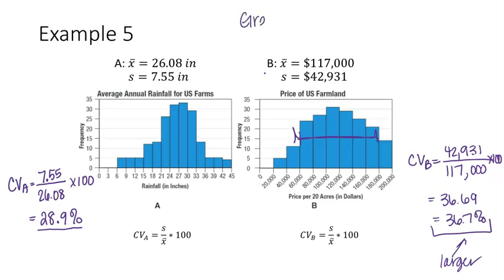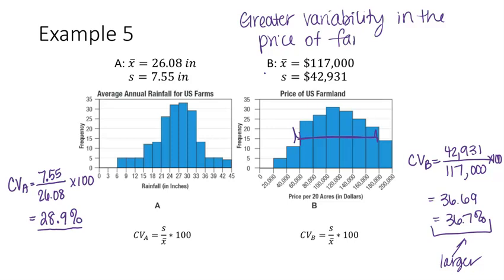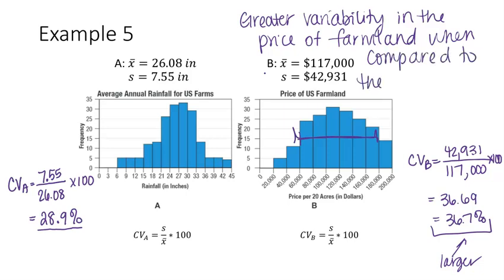Let me write this out. There is greater variability in the price of farmland when compared to the rainfall. I know that because it has a greater percentage in that CV. More variation in price, less variation in rainfall.